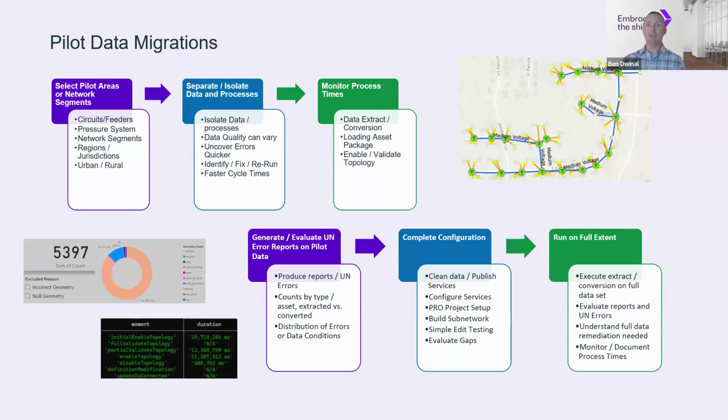as the last question that came in led me to, how do we define what data we're going to run pilots on? So we want to select pilot areas that are a good representation of the data conditions we're going to find across your enterprise. So selecting maybe multiple small segments at the circuit level, feeder level, or pressure system, or individual network segments, we're going to want to select multiple in different locations with different densities, with different environmental conditions.